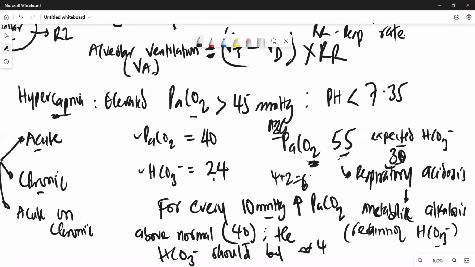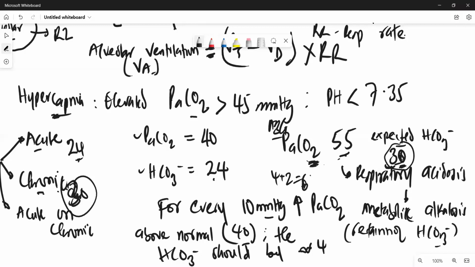So if I look at the bicarb of this patient, if the bicarb is 24, I'm expecting to see 30, but now this patient has 24. So this will tell me that most likely this is acute hypercapnic respiratory failure because there was no compensation. If the bicarb is the same as the expected compensation, so if it's 30, I know it's most likely chronic. The patient has been living with it for a while.